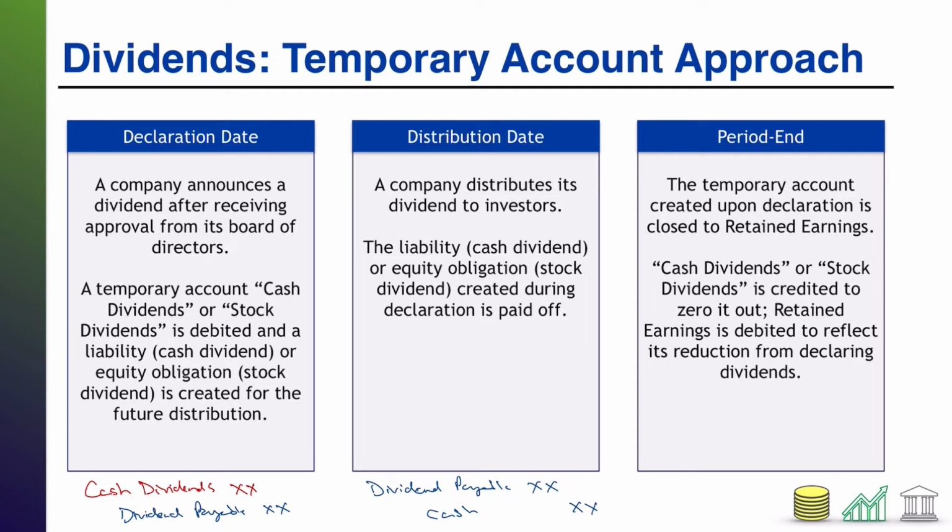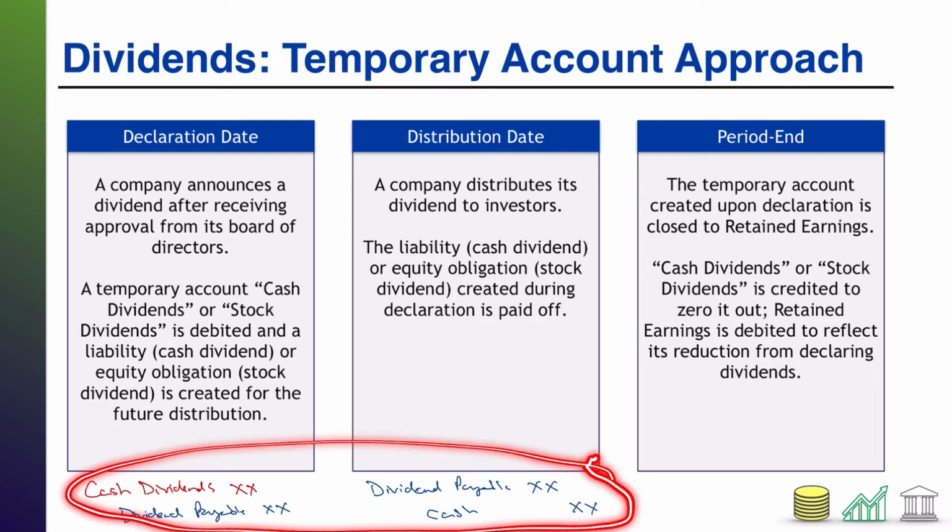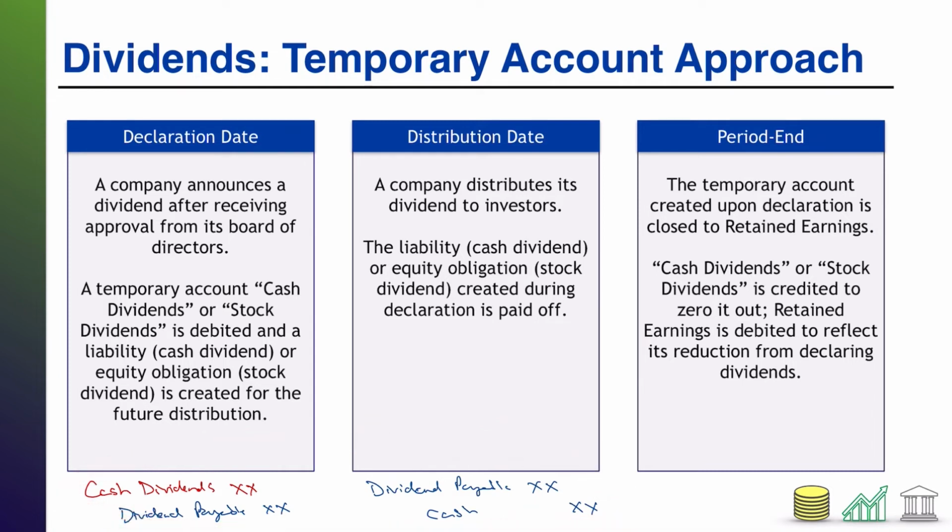Now, when you get to the distribution date, nothing changes because at the distribution date, you still have to take that obligation that you originally created and you have to pay off that obligation. However, notice under this approach, we have yet to remove the dividend from retained earnings, and dividends do ultimately come out of retained earnings. So under this approach, when you get to the end of your accounting period, you then have to close the cash dividend account to retained earnings as part of your closing process.